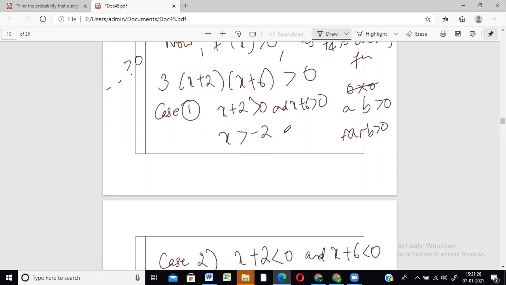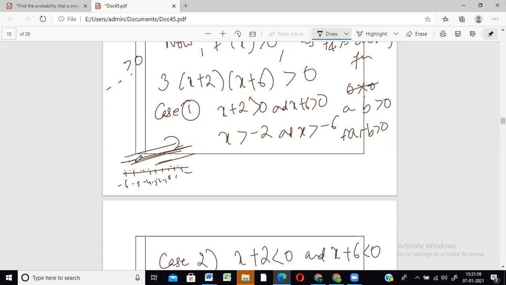So what will this be? x is greater than -2 and x is greater than -6. This is the number line that we have, correct? Either 0 or they're all positive: 1, 2, 3, 4. Negative: -6, -5, -4, -3, -2, -1. x is greater than -2 means this whole range, and x is greater than -6 also. This range is fitting inside this range only, right?